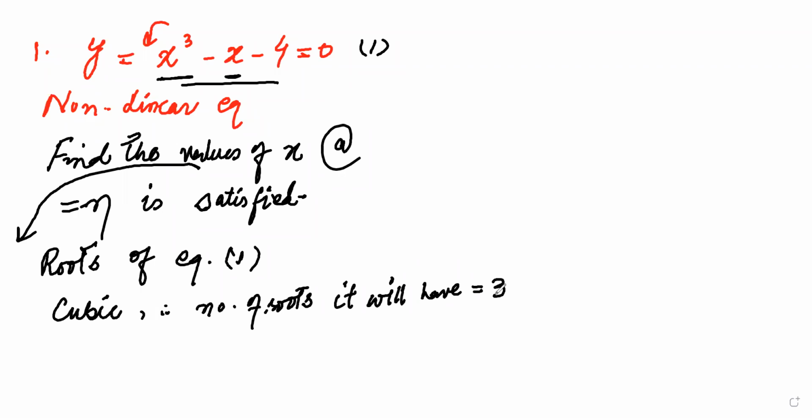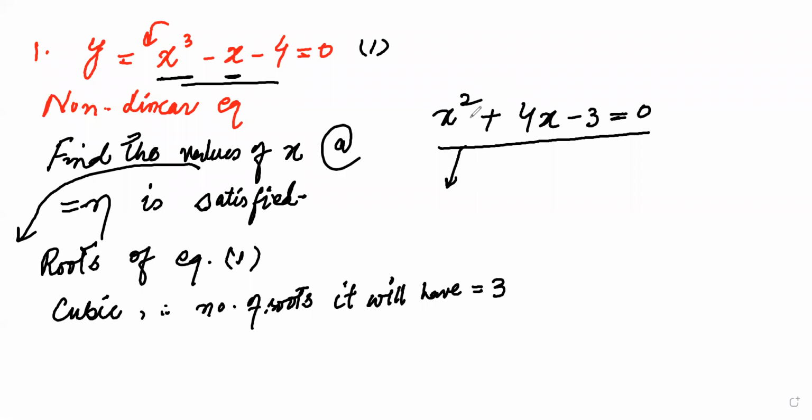If we have a nonlinear quadratic equation like x square plus 4x minus 3 equal to 0, it is a nonlinear equation because the maximum degree of the independent variable is 2 rather than 1. The power is 2, therefore it will have two roots. We call them x1 and x2.